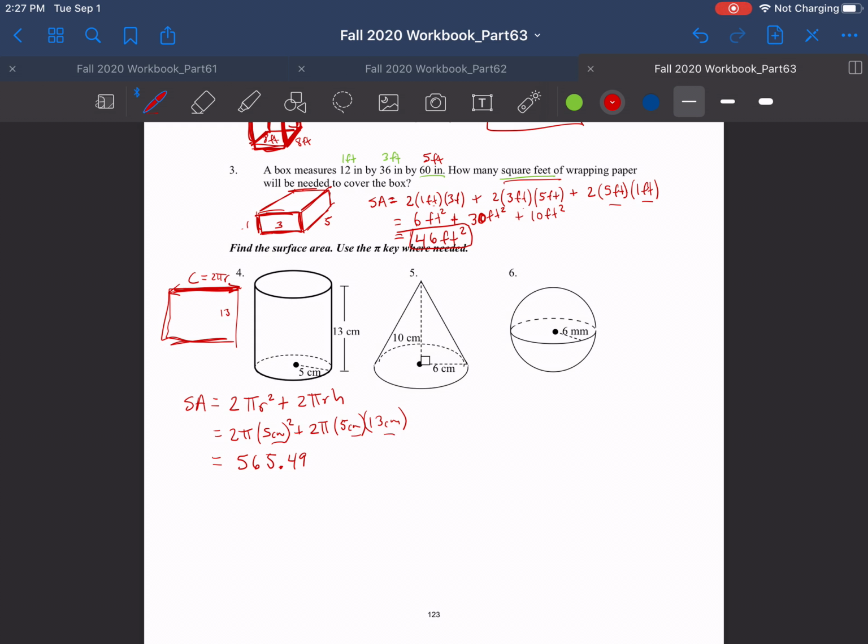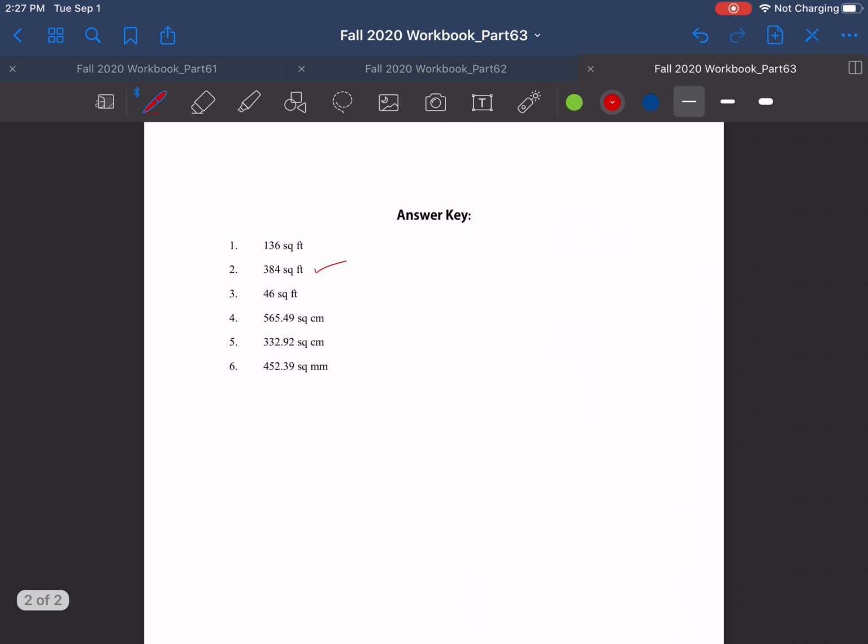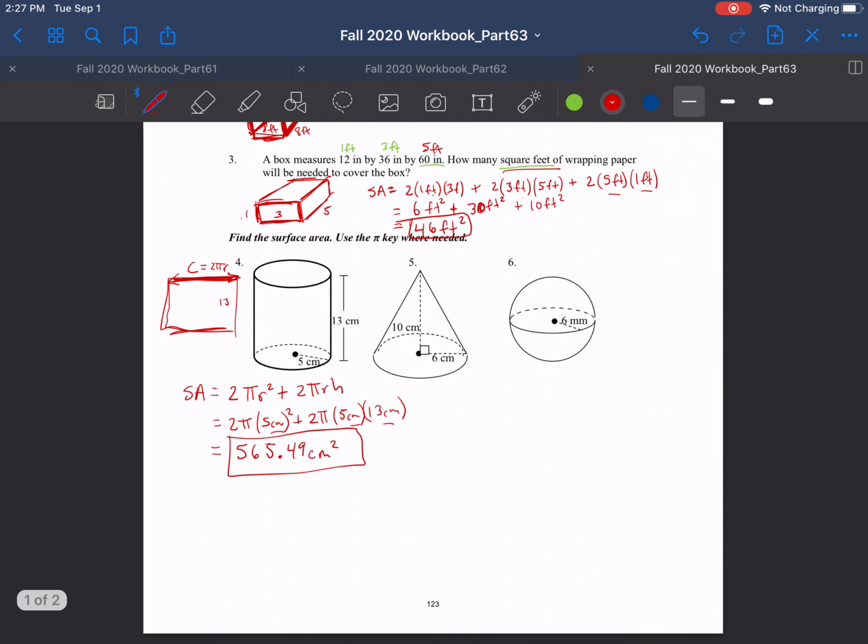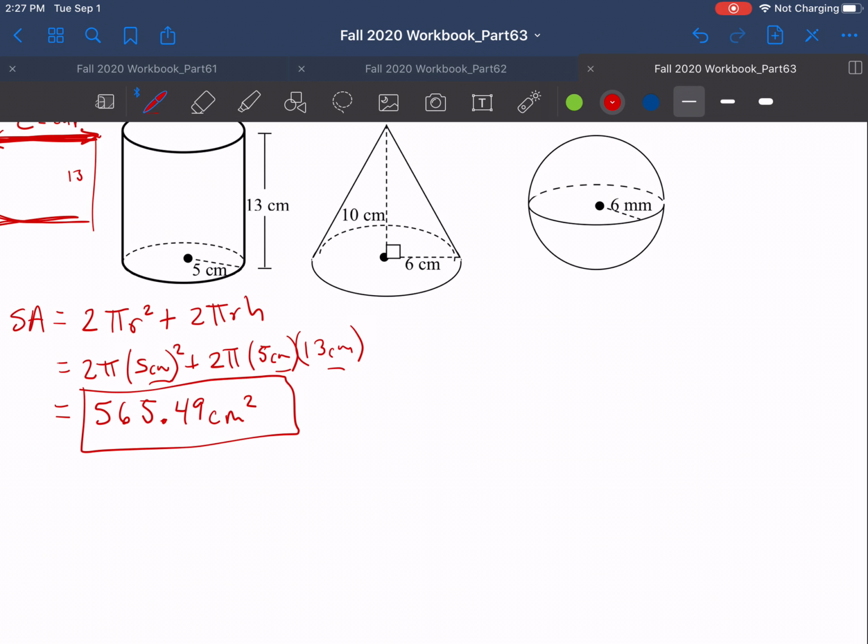This will be centimeters squared because of the 2 centimeters there, and they add up to be centimeters squared. So that should be our answer there. And we'll check it, 565.49, and there we go. We have the answer. Oh, we got that one right too when we fixed it to 30. So there's that one.